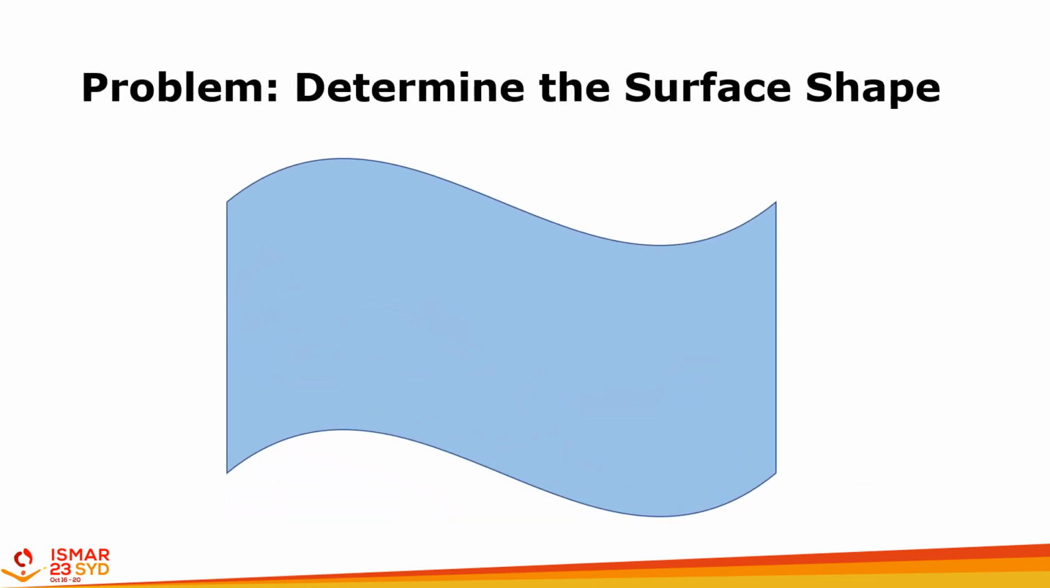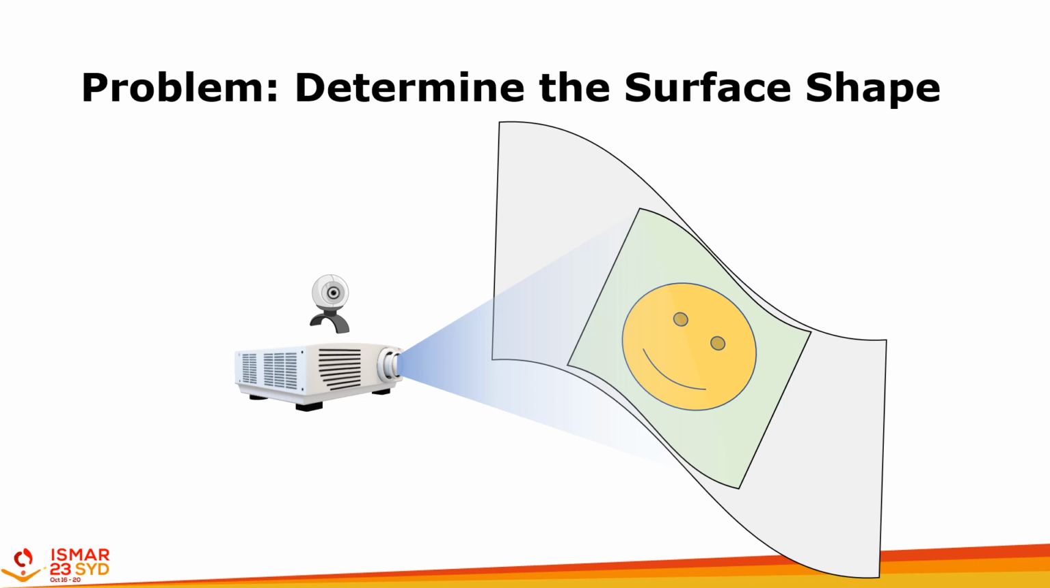And so this is the key problem of projection mapping, determining the surface shape. And so to assist with surface shape reconstruction, we add a camera and perform structured light scanning to establish pixel level correspondences between the camera and projector. These pixel correspondences are then triangulated to recover the 3D shape.